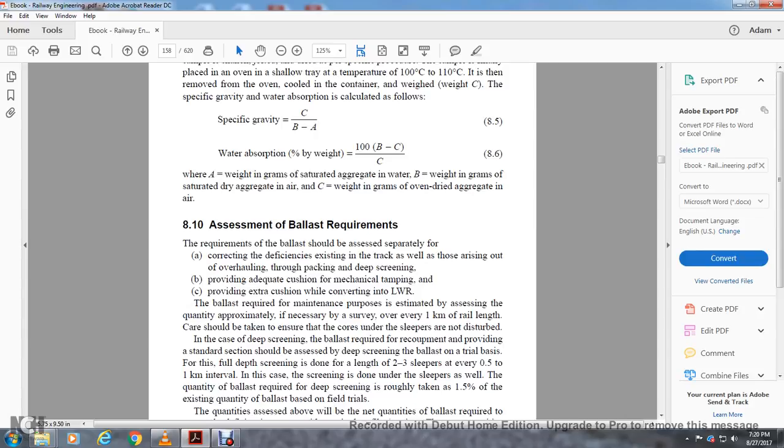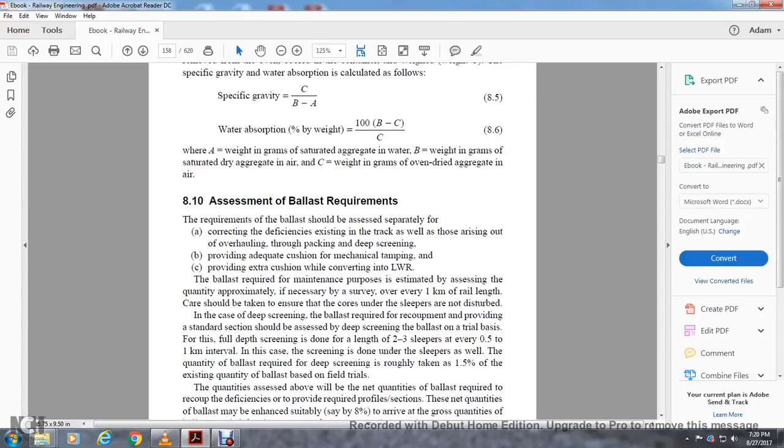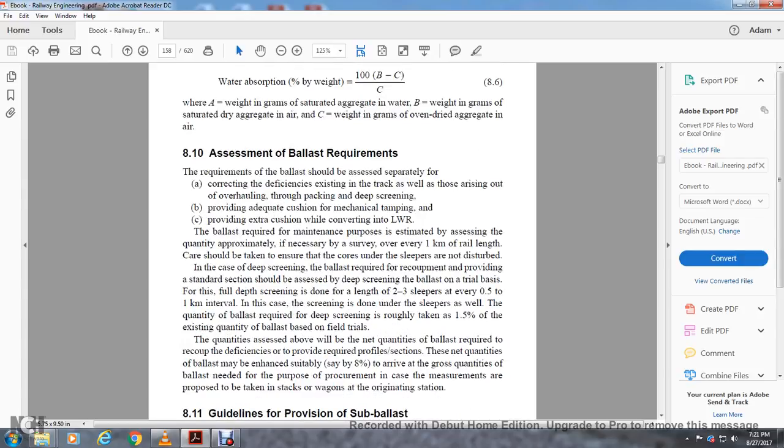Care should be taken to ensure that the cores under the sleeper are not disturbed. In case of deep screening, the ballast required for recouping and providing the standard section should be assessed. Deep screening of the ballast is done on a trial basis: full depth screening is done for at least 2 to 3 sleepers at every half kilometer interval. In this case, screening is done under the sleepers as well. The quantity of ballast required with deep screening is roughly taken at 1.5% of the existing quantity, based on field trials.